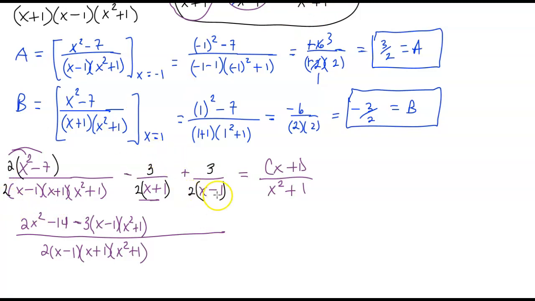Then I have the 2 and I have the x minus 1. So whenever I take this plus 3 right here, I need to multiply it times what's left. So I have the 2, I have the x minus 1. So I need to multiply it by x plus 1 and then x squared plus 1. And then all that has to be equal to cx plus d, all that over x squared plus 1.